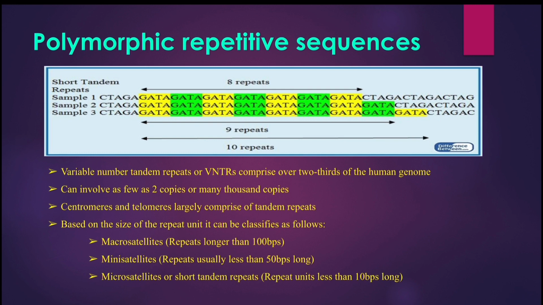Based on the size of each repeat unit, satellite repeats can be further divided into macrosatellites with sequence repeats longer than 100 base pairs, minisatellites, which are characterized by moderate length patterns, 10 to 100 base pairs, and microsatellites, also known as short tandem repeats, with a repeat unit of less than 10 base pairs. In this figure, we can see that the DNA stretches have 8, 9 and 10 short tandem repeats respectively.